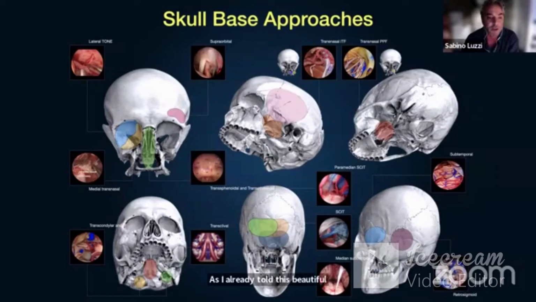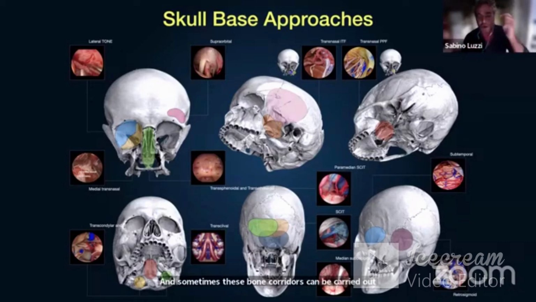One of the most important concepts in terms of skull-base approaches is to have clear in mind that we should have some modules when we plan and perform an approach, because each approach is carried out through specific bone corridors. Sometimes these bone corridors can be carried out through the facial skeleton or neurocranium, and that's the entry door to the other structures that are namely intracranial.